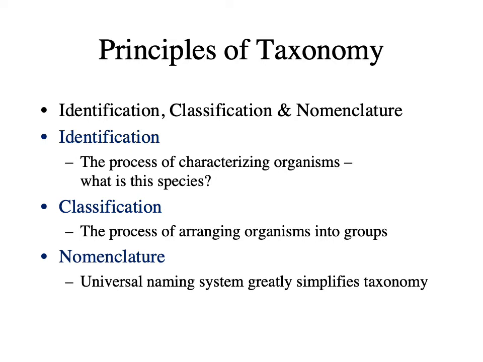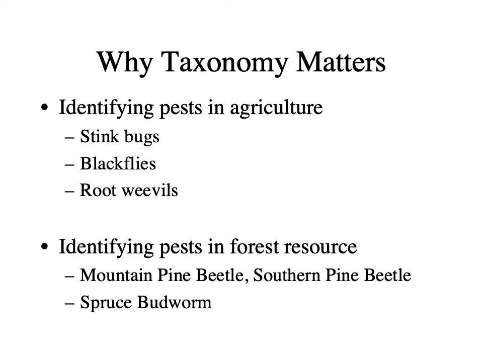Nomenclature, if you remember, is the universal naming system that has the genus and the species. And we'll talk more about each of these individually. But remember, nomenclature just absolutely helps us to understand what something is by its name. It simplifies taxonomy.